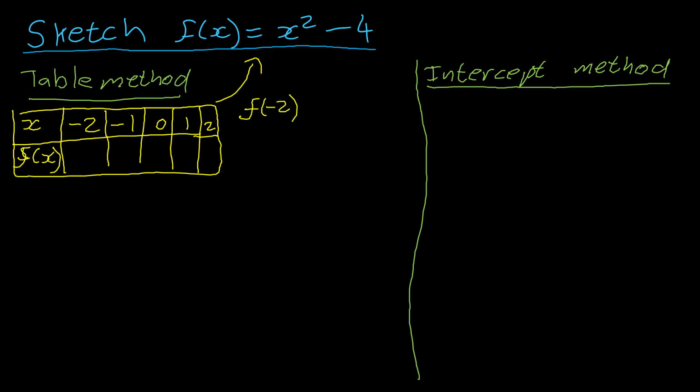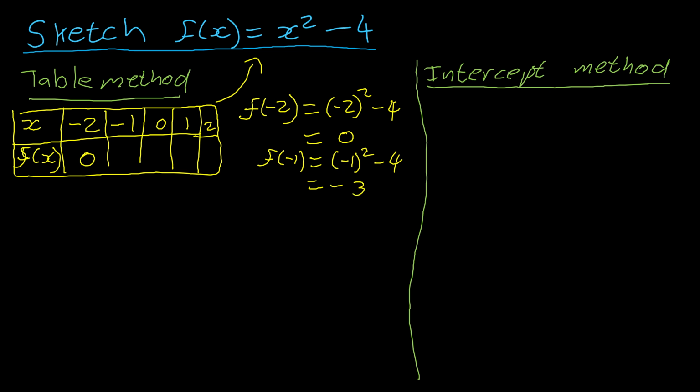f of -2, first value I'm substituting in is x. So everywhere where I see an x, I replace with -2. So it becomes (-2)² - 4, which is then going to give you 4 - 4, which is then going to give you 0. Okay, so when your x value is -2, your y value is 0. Then you do the same for -1, which in this case would be (-1)² - 4, which is going to give you -3.